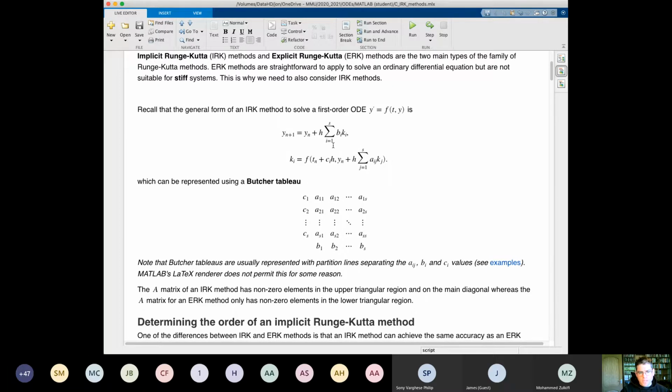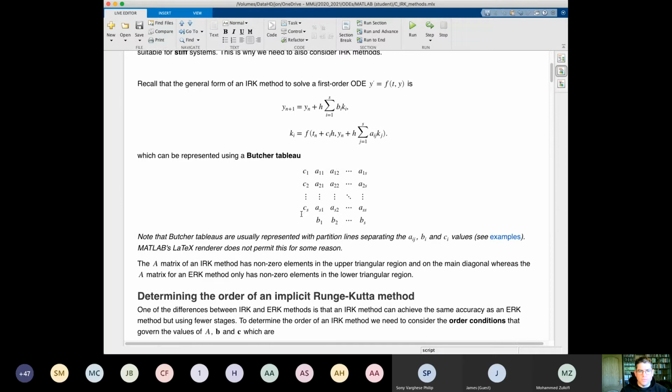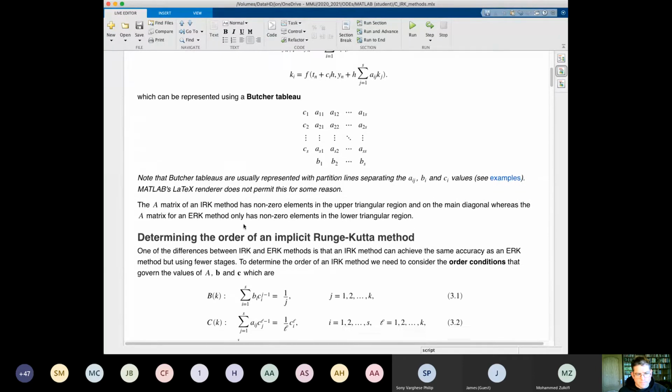The values of b, c, and a determine what individual Runge-Kutta method we have, and it's more common to represent it as a Butcher tableau. I mentioned last week that for some reason MATLAB doesn't allow me to have borders for this matrix. So here we have the a values in the top right region. We list the c values and we list the b values across. So that's sort of Runge-Kutta preliminaries.